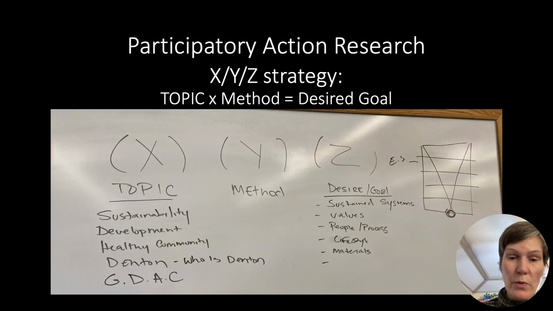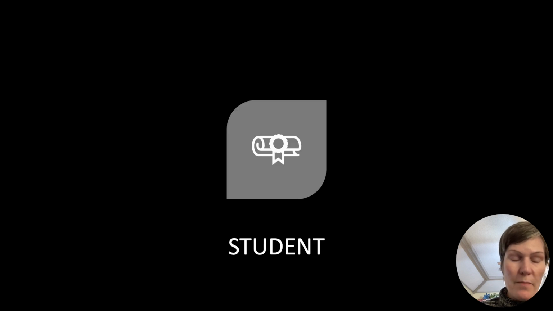For our students, we introduced them to the XYZ strategy in participatory design, with the student taking charge of considering which particular aspects of the project they wanted to focus on, using the keywords sustainable, design, healthy, communities, and then discovering what method they wanted to use to determine what outcome they felt would be most valuable for their community members.